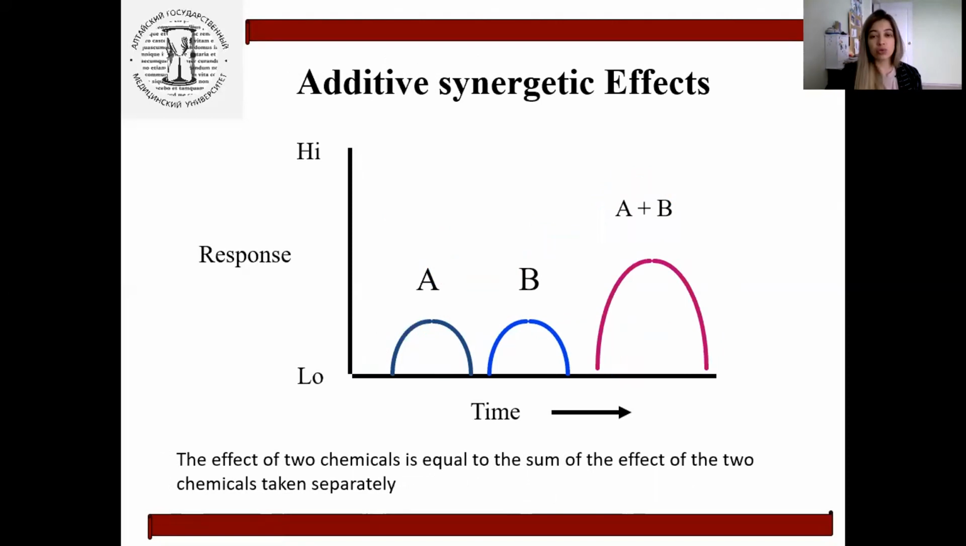Also, we have additive synergic effects. This is already about two different drugs, drug A and drug B, for example. Yes, if I give two chemicals which have some effects, for example, increase in heart rate. Drug A increases heart rate by 5 beats per minute, and drug B also by 5 beats per minute. And when I give them together, they give me 10 beats per minute, for example. Yes, it's just an example. And if the effect of two chemicals is equal to the sum of the effects of the two chemicals taken separately, then we call it additive synergic effects.